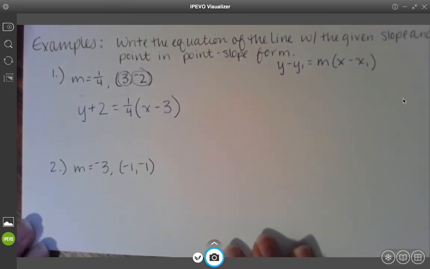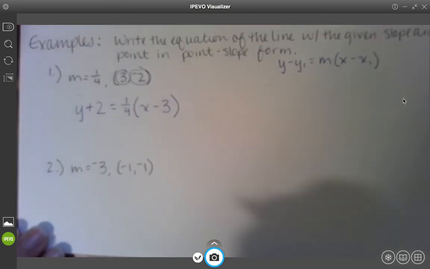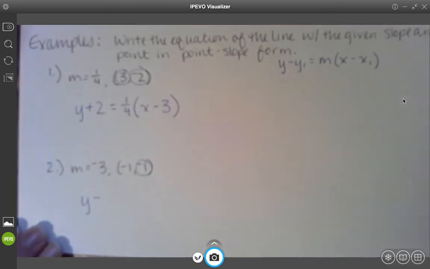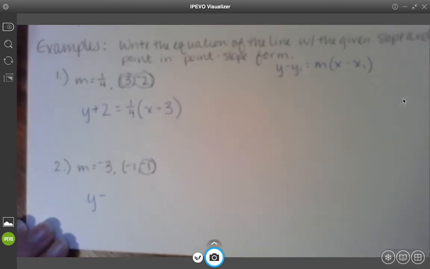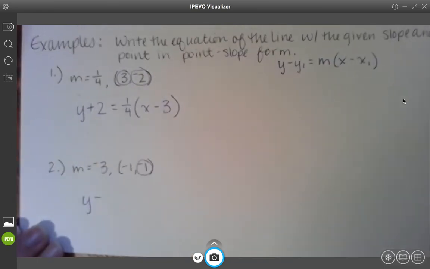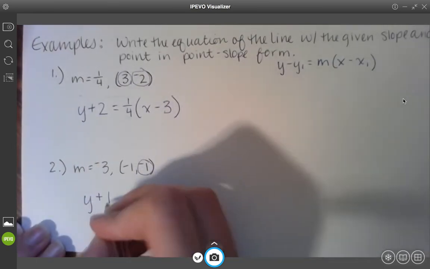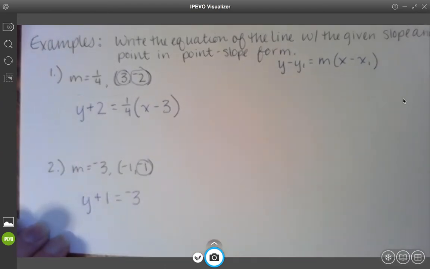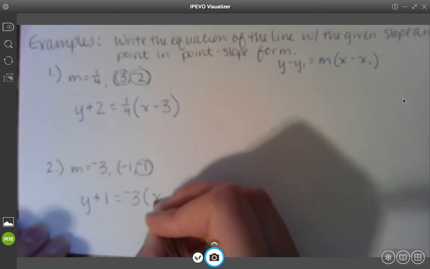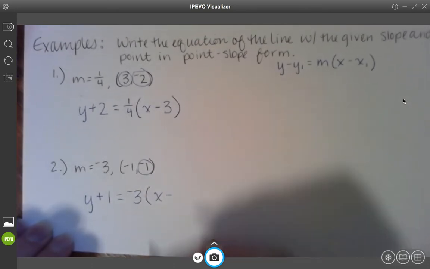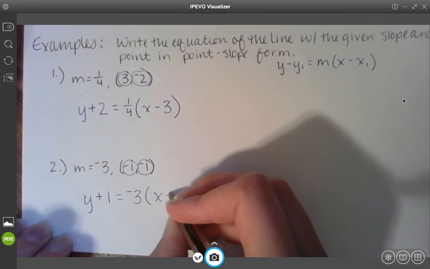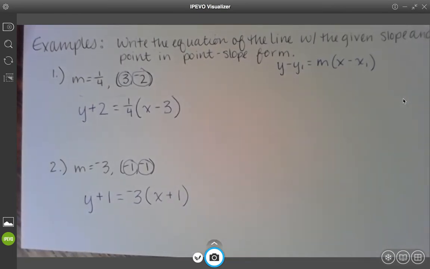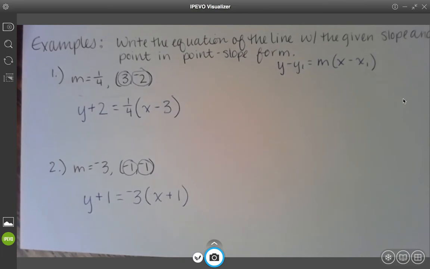Now we have this one, another point slope form. So I do y minus my y value. Oh, my focus is off. My y value is -1, so I subtract a negative, I'm actually adding. So it's y plus 1 equals my slope times my x minus my x value. My x value is -1, so I'm really subtracting -1, I'm adding 1. And that's it. That is how you write an equation in point slope form.